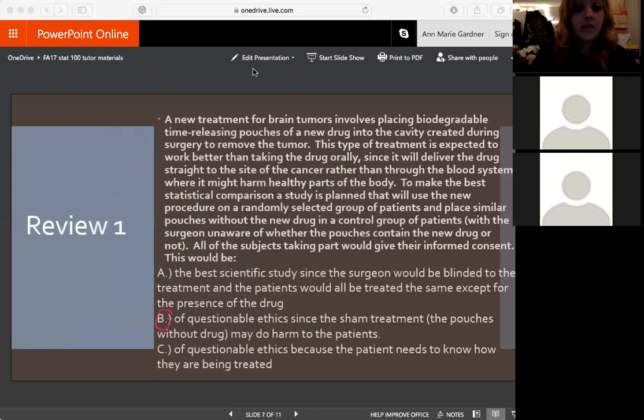So the answer to that one would be B, because placebos and other sham treatments shouldn't be created in a way that they may harm the patients. The placebo should at least give some sort of relief, or not change it at all. But in this case, they could be detrimental. So our answer would be B there. So good job.